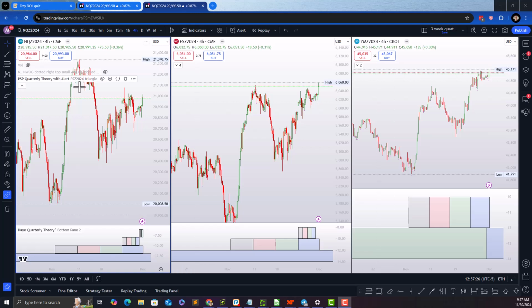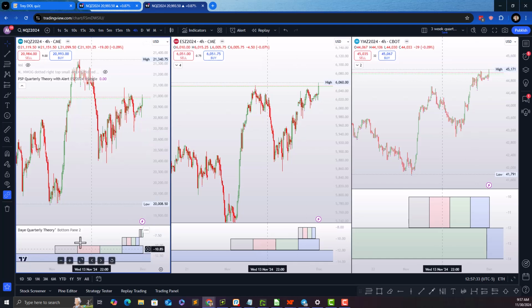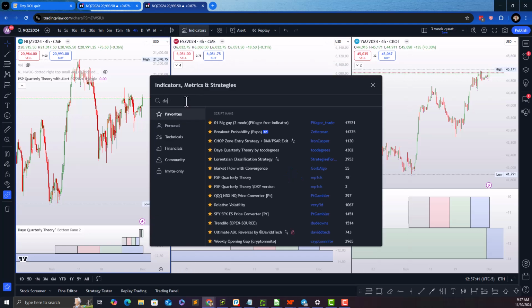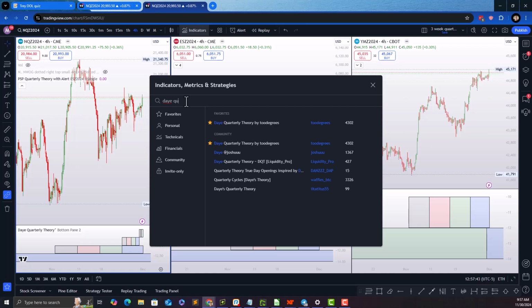Okay, I'm going to go over how to mark up the true opens for Day's Quarterly Theory. First, you're going to want to have the Day Quarterly Theory indicator added to your chart. You can find that in the Indicators panel in TradingView. Look up Day's Quarterly Theory by 2 degrees. Add it to your chart.